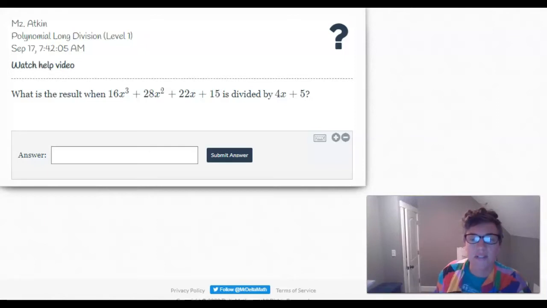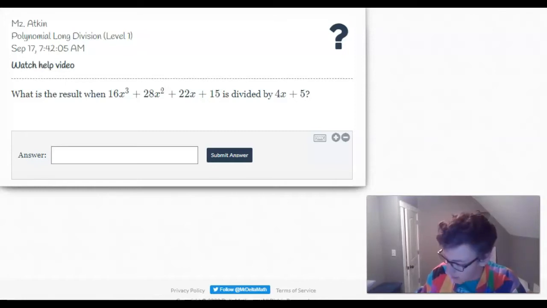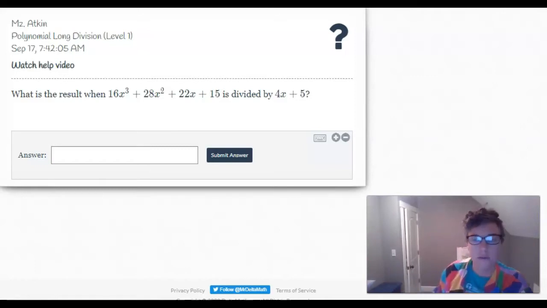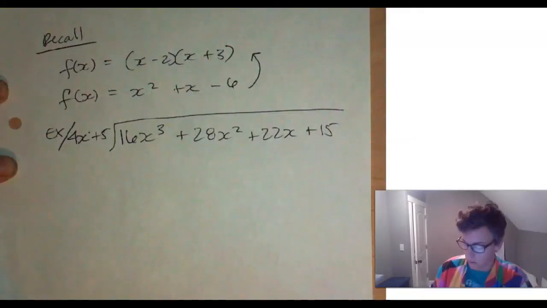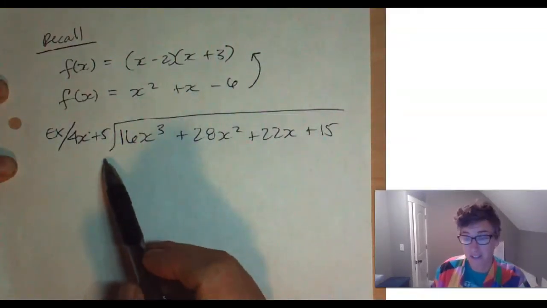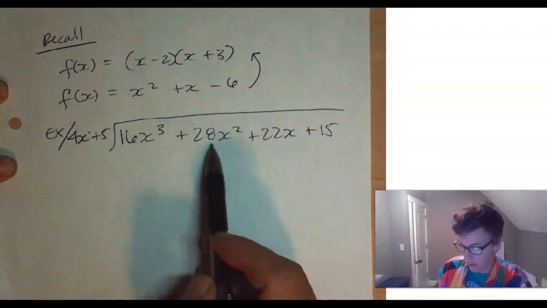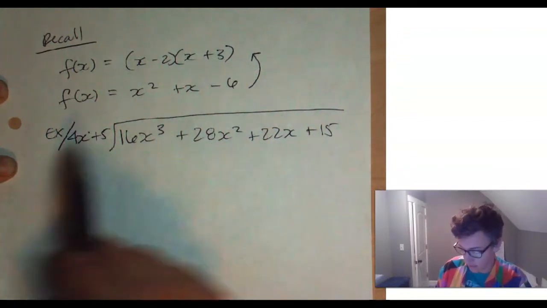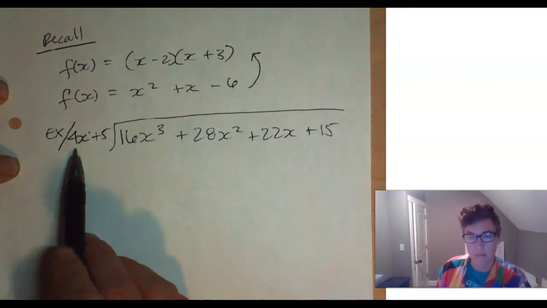Go right into a Delta Math question. It says, what is the result when, I'm just writing this out, 16x cubed plus 28x squared plus 22x plus 15 is divided by 4x plus 5. All right, now let's go back to our paper and solve this question. So here we are. I wrote it out like division because it is division. 16x cubed plus 28x squared plus 22x plus 15 divided by 4x plus 5.